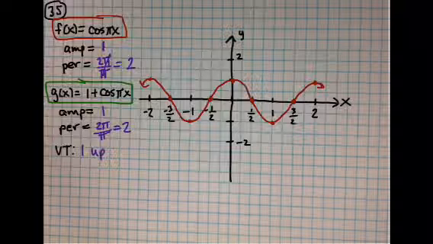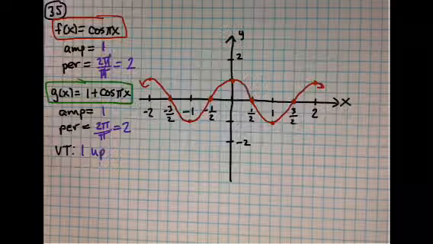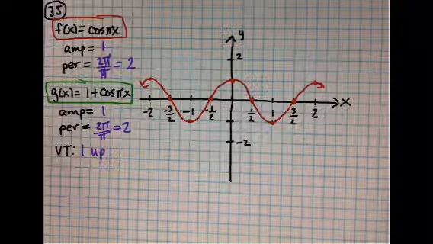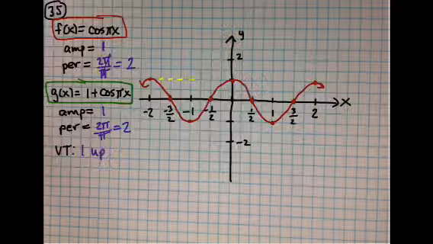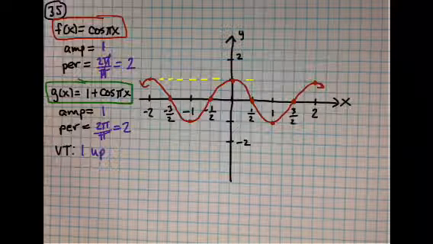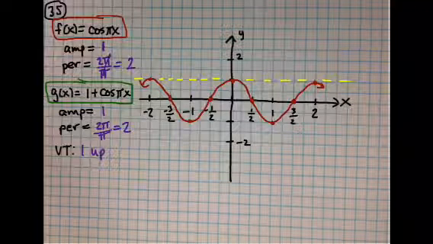G of x has a vertical translation, so I'm going to use a dotted line. Let me see if I can make it not so bright. Oh, I'll keep that one. This is just to guide you in plotting the points. It's not part of the function.